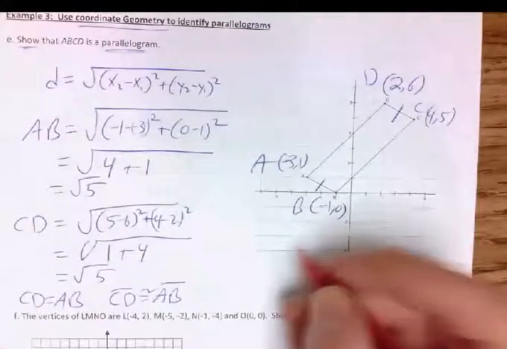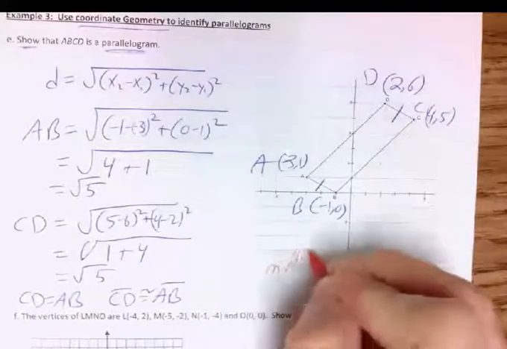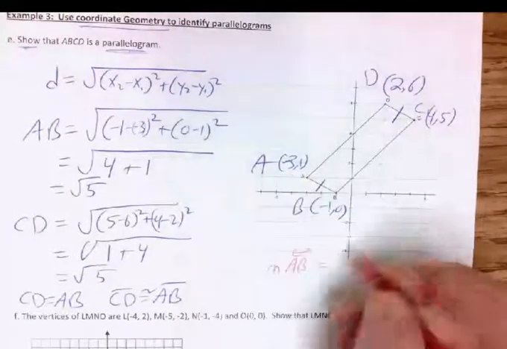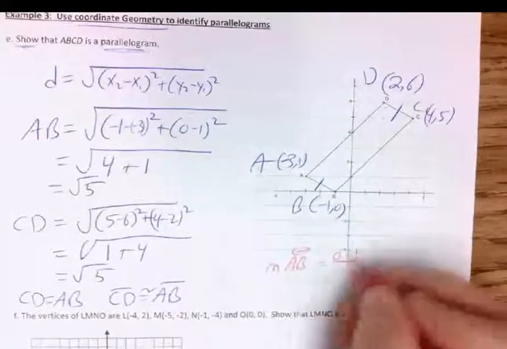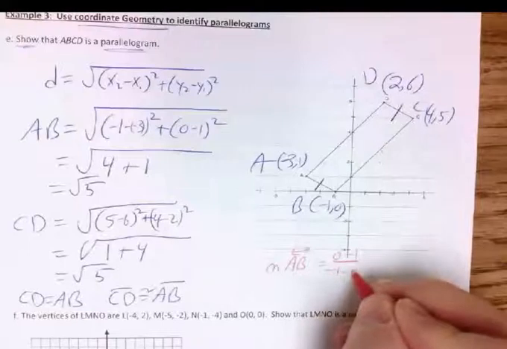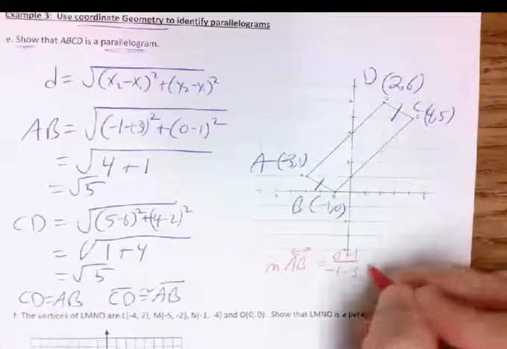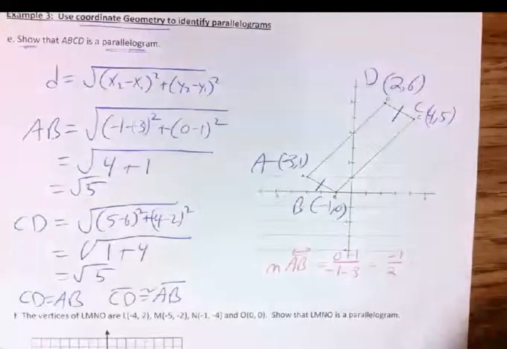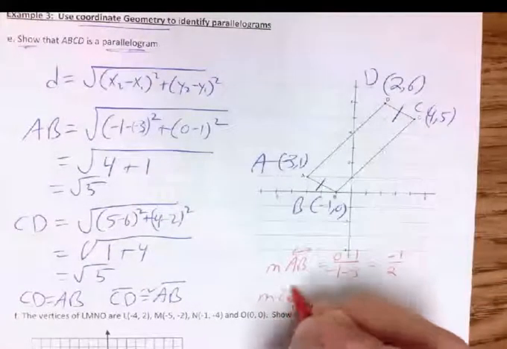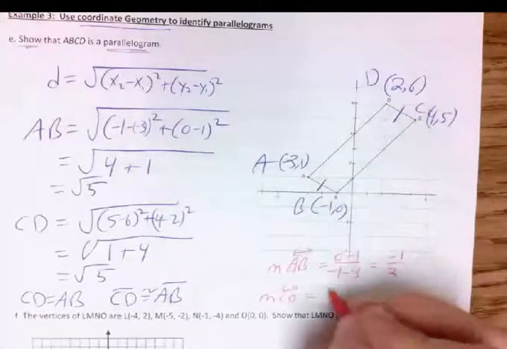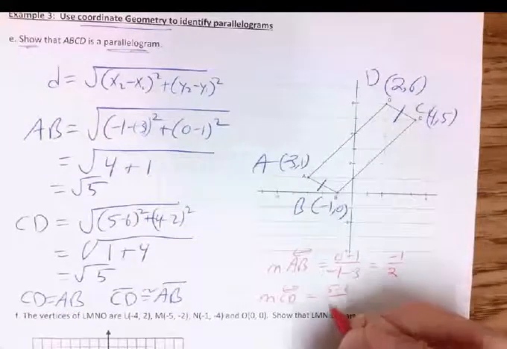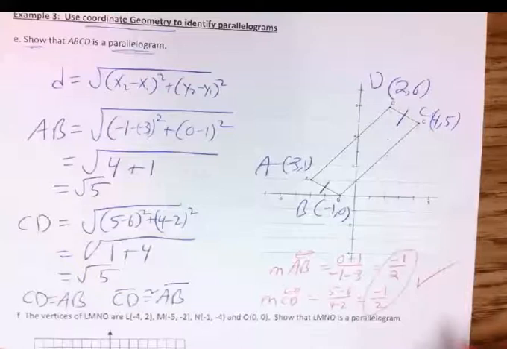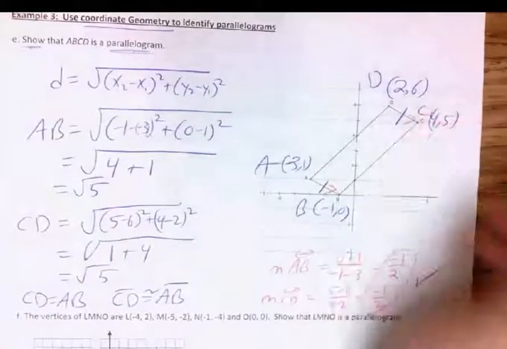So I'm going to do the slope now for AB, the line that contains this segment, and slope is y2 minus y1, 0 minus 1 over x2 minus x1. So this is going to be negative 1 over positive 2, so negative a half. The slope of CD is going to be 5 minus 6 over 4 minus 2, which is negative 1 over 2. That looks good. These are also parallel, right?